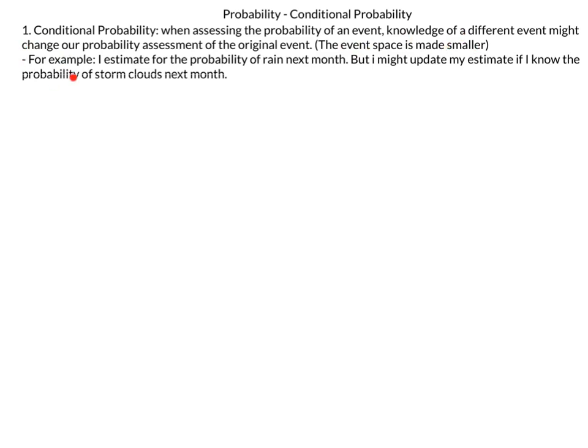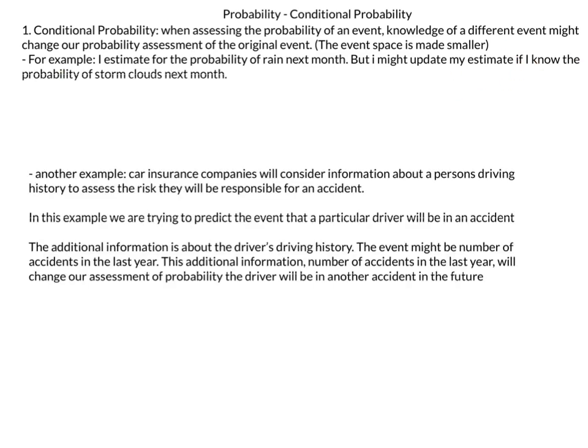The other example I talked about for conditional probability was estimating the probability of rain next month. But it might be the case I would want to update my estimate if I know the probability of storm clouds next month. Another example your book gives you are car insurance companies. They will consider information about a person's driving history to assess the risk they will be responsible for an accident. So in this example, the event we're trying to predict is that a particular driver will be in an accident or responsible for an accident.